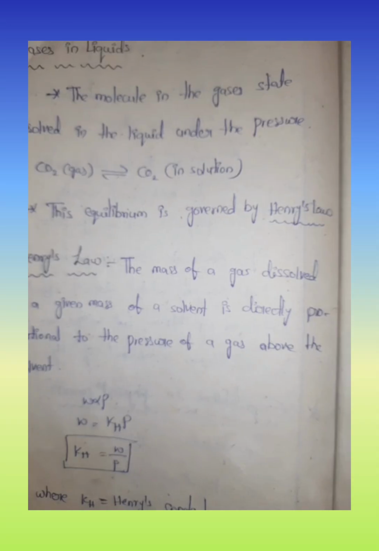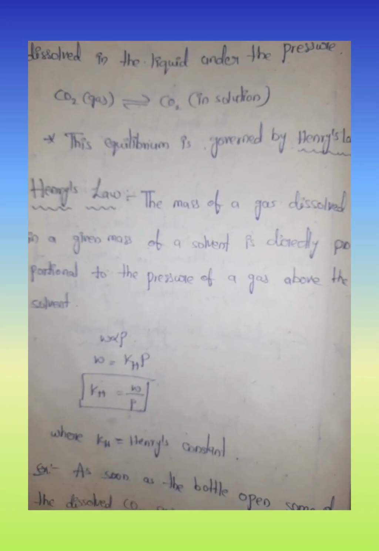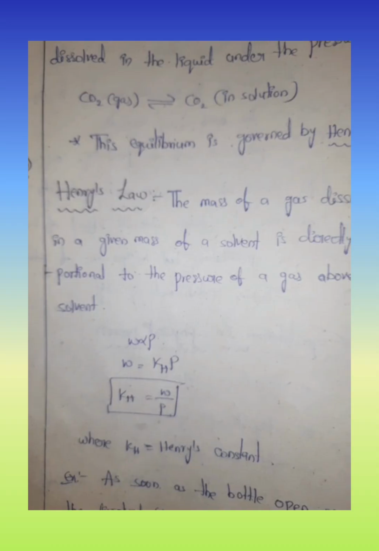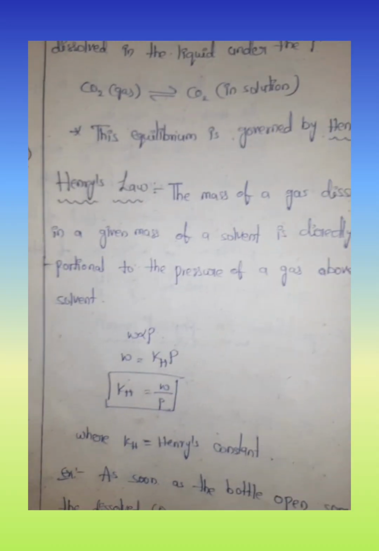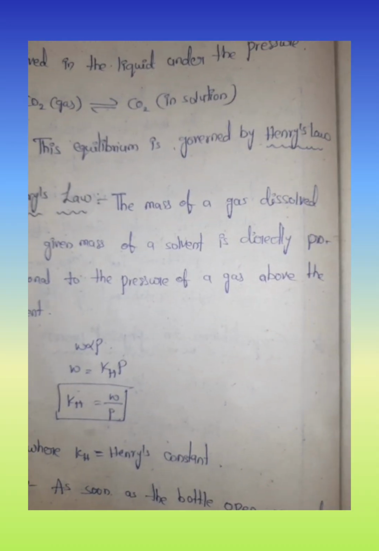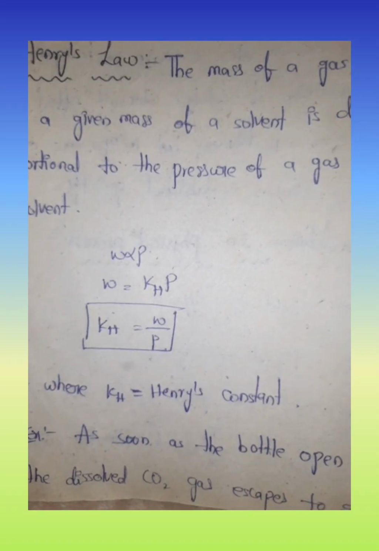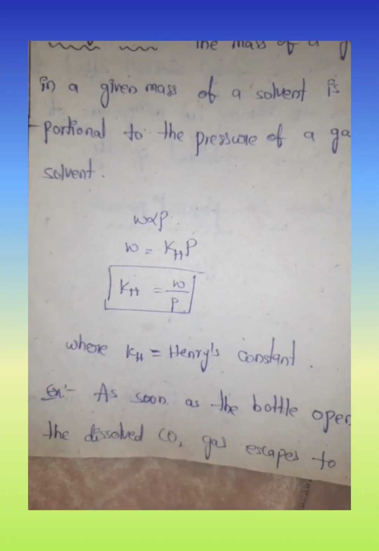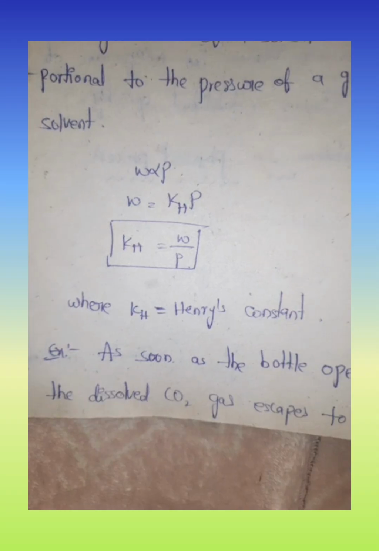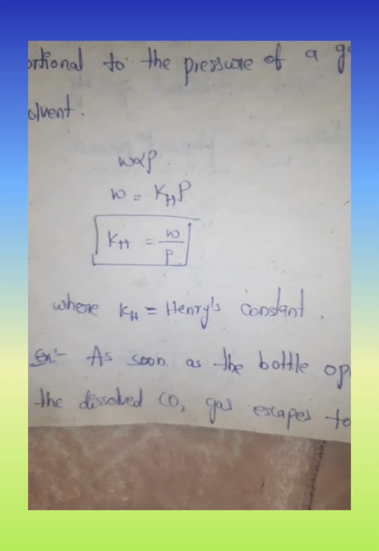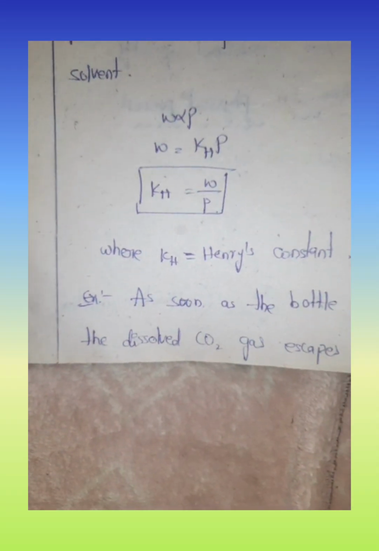The equilibrium is governed by Henry's law. Henry's law: the mass of a gas dissolved in a given mass of a solvent is directly proportional to the pressure of the gas. W is directly proportional to pressure, so W equals Kh into P, where Kh is Henry's constant.